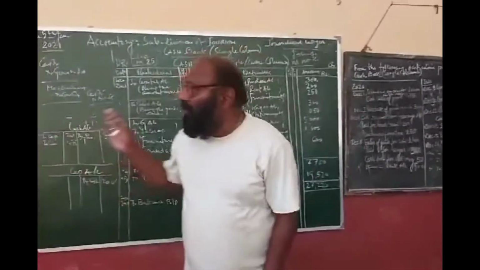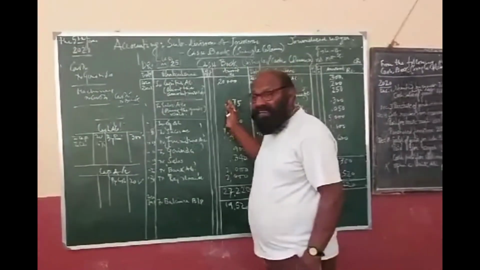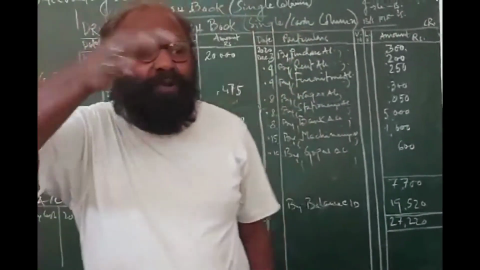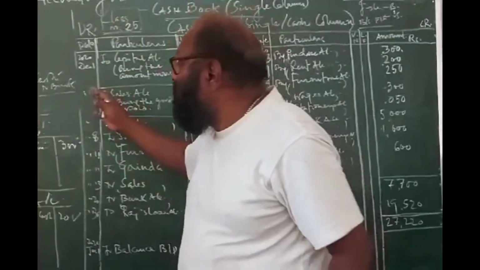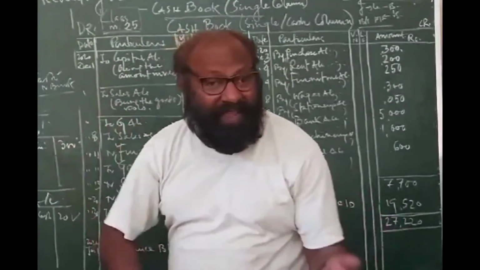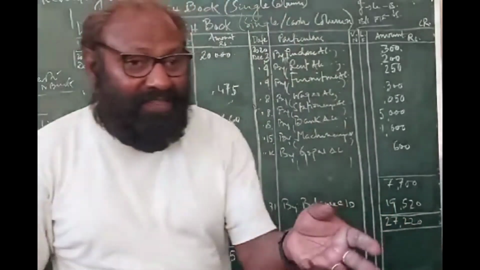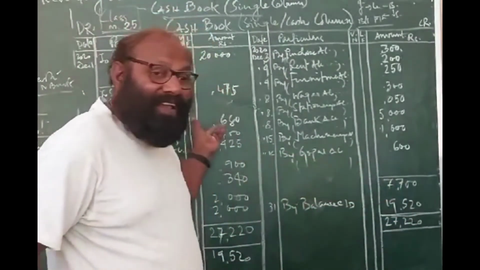Now, here we have only recorded cash transactions. Clear? Only cash transactions have been recorded. I have also given you some transactions related to the bank, such as opening a bank account, bank account debit to cash. But the bank account is not recorded over here.